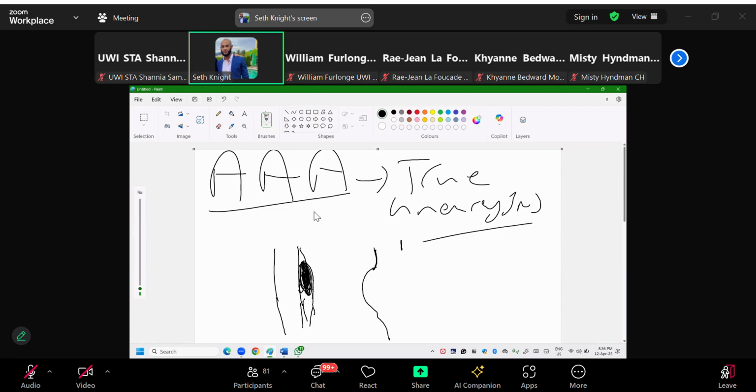This is a true aneurysm. Right? So the actual blood vessel wall, all layers are involved and it's actually dilated. So AAAs tend to be true aneurysms. The false aneurysms are seen in aortic dissection.